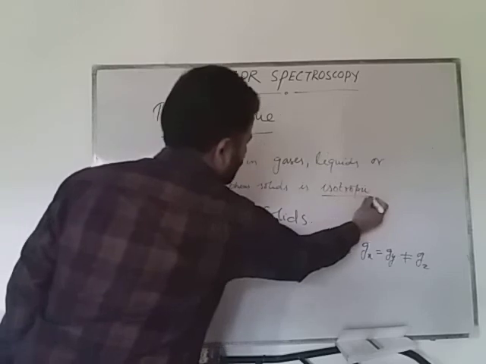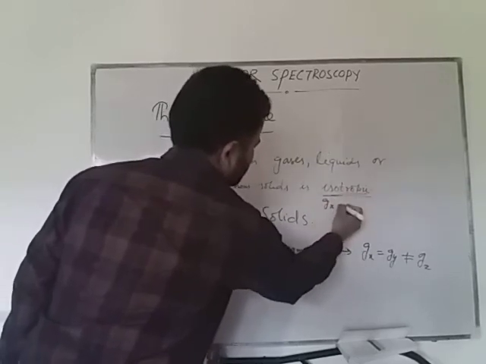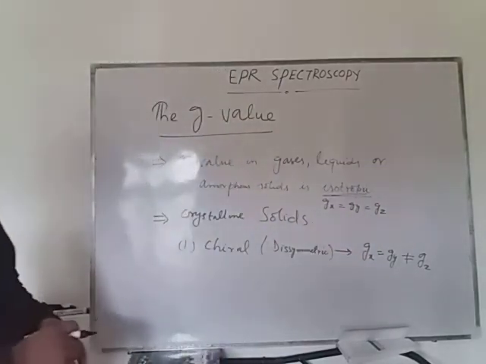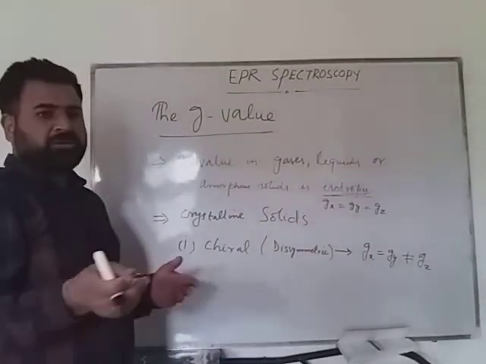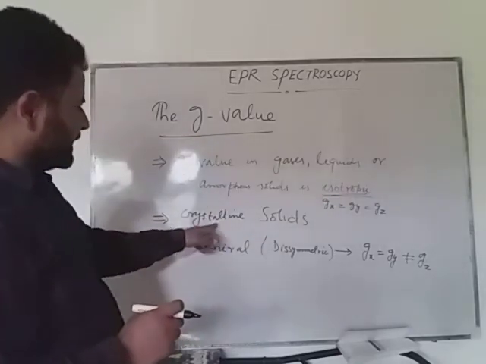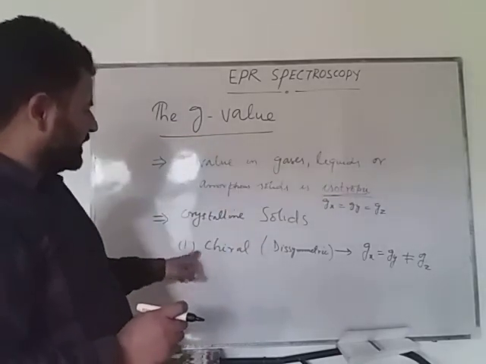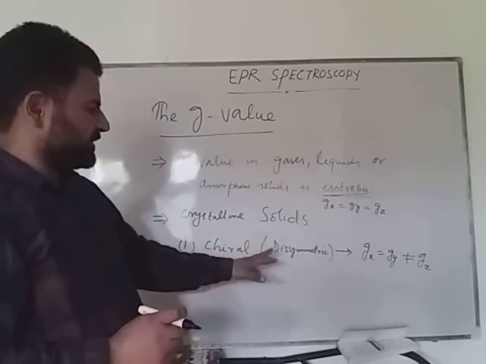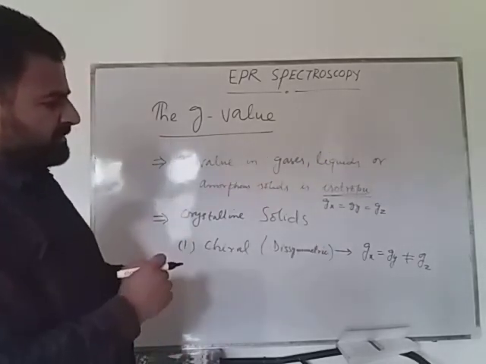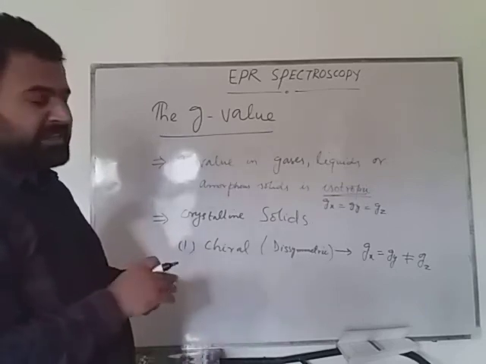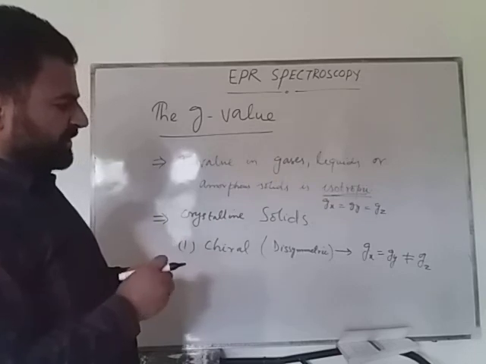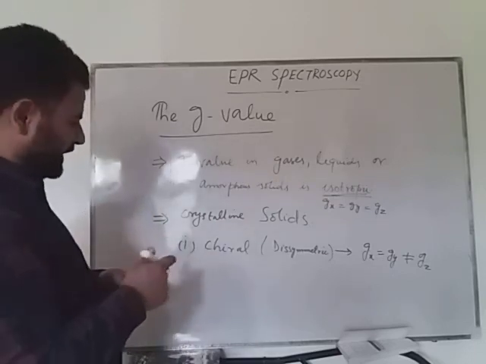However, in this isotropic condition, gx is equal to gy is equal to gz. That means if you go along any axis, the value of g will not change in case of isotropic. But here in crystalline solids, when the crystalline solid is chiral, that means it is totally dissymmetric, if you measure along the gz direction, the g value along the other two coordinates will be equal, but along gz it will be different.